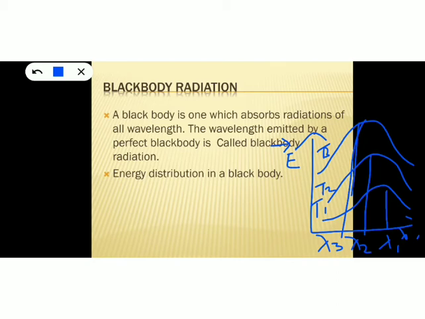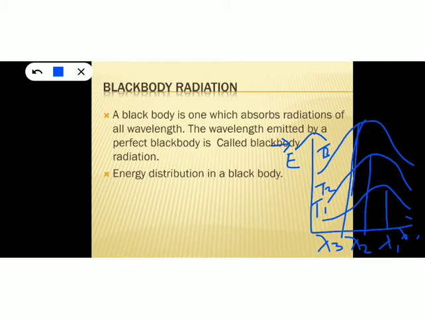So in order to study the energy distribution in a black body, these two scientists, Lummer and Pringsheim, performed an experiment to study the distribution of energy in a black body at different temperatures. The results of the experiment are plotted in the form of this graph. So what is the result?